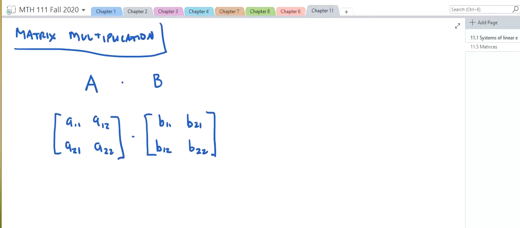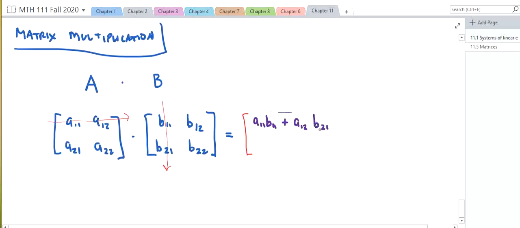So the way this works is a little unusual, but with a little practice you'll be working this with no problem. You take this first row and you operate on the first column. You take A sub 1,1 and multiply it by B sub 1,1. Then you add to this A sub 1,2, the second element in the first row, times the second element in the first column, B sub 2,1. That's our first element in our answer.